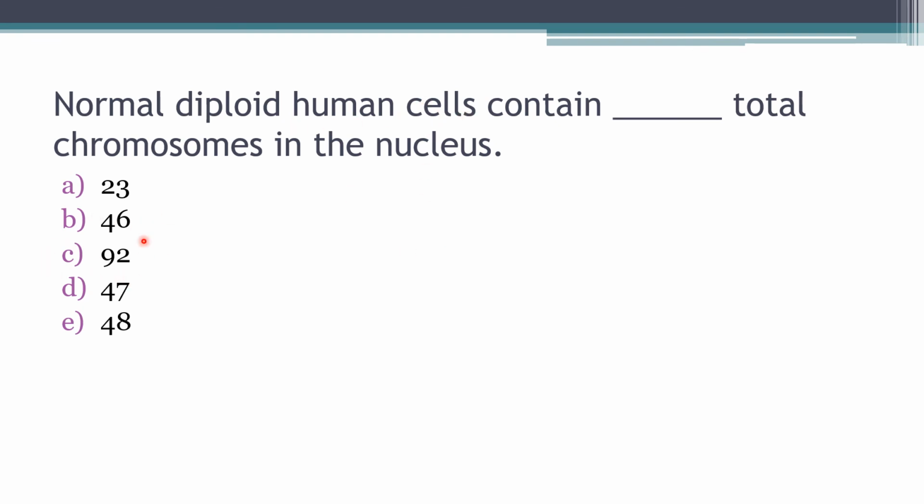Okay, remember 92 is definitely not what we're going to try to go for. 47, 48. Sometimes people have these chromosome numbers abnormally, but never normally. Okay?